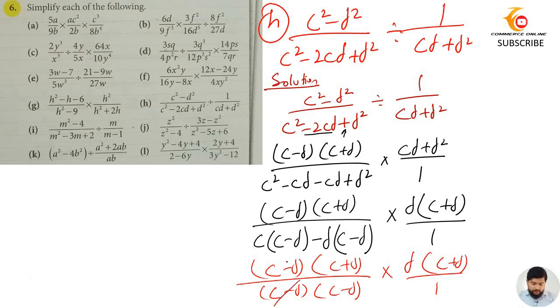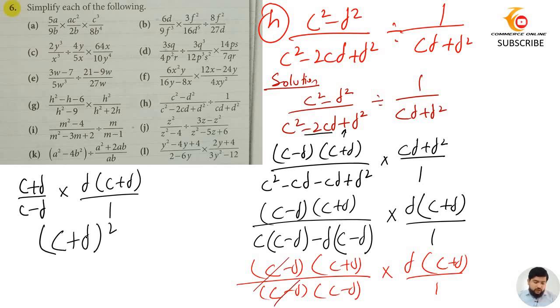We can cancel this c minus d with c minus d. Further, the remainder answer will be c plus d, c minus d multiply d, c plus d divided by 1. So we have 2cd, that will become cd square. We have d in common, that is d, and in the denominator we have c minus d, that will be the answer.